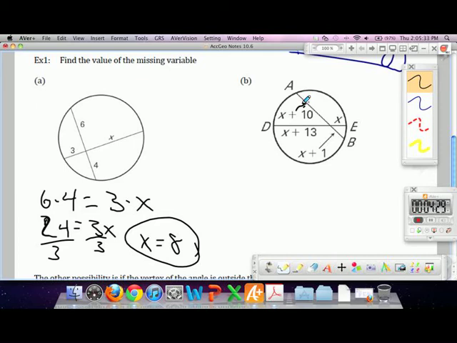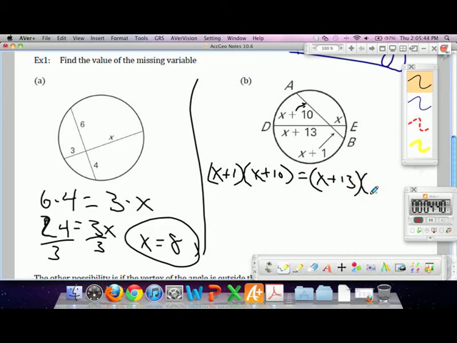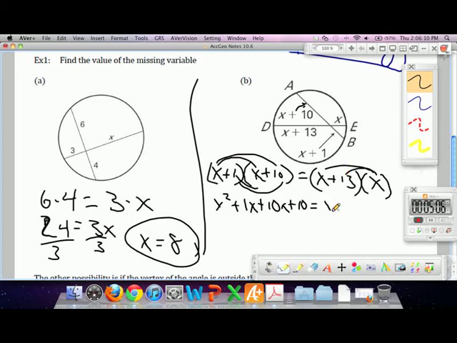In our second example here, x plus 10 is meant to go with this segment. So we could say that x plus 1 times x plus 10 better be x plus 13 times x. Two quantities multiplied together, you need to distribute, or even better yet, since we're here, we'll double distribute, aka FOIL this thing. So now we get x squared plus 1x plus 10x plus 10 is equal to x squared plus 13x.